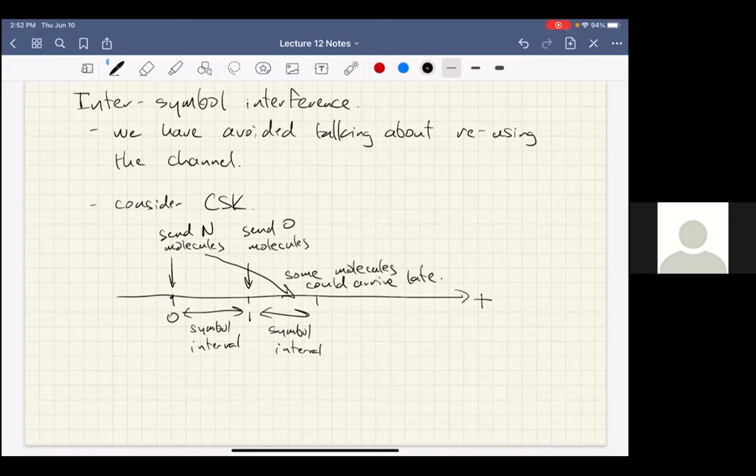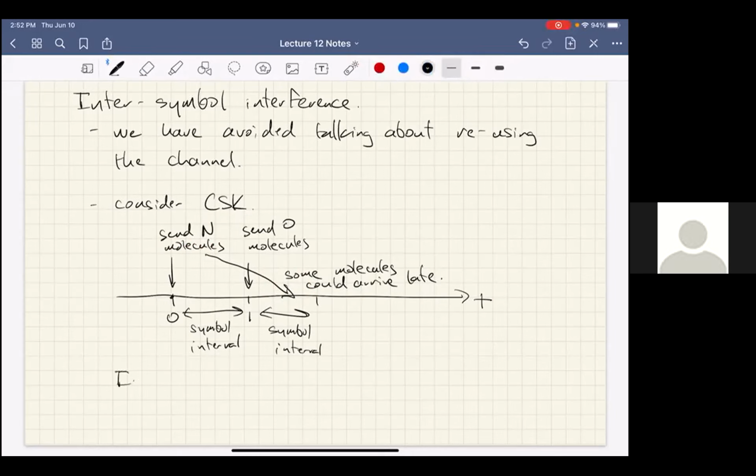And in fact, this is even worse in CSK. It's non-absorbing. So when I send those n molecules, they're still floating around. They float around basically forever. And there will be some probability that they'll arrive here, here, here, here, and so on. They're never absorbed. Even if I, at some point, observe all n, they could still come back later. So this is classic intersymbol interference.